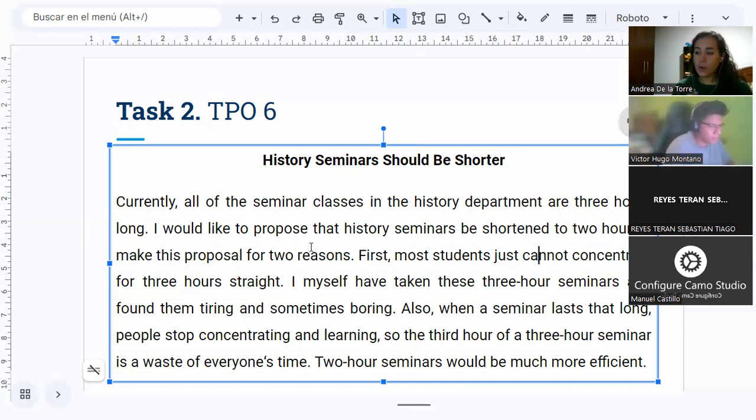And the second was that, according to Tim, according to the student who wrote the letter, the third hour is a waste of time, right? But the woman, the student in the conversation, says that it isn't a waste of time, that it's actually the most important part of the seminar. It's when things get interesting, when they start debating and discussing, and that's when things actually get important in the seminar. So they have opposing views.